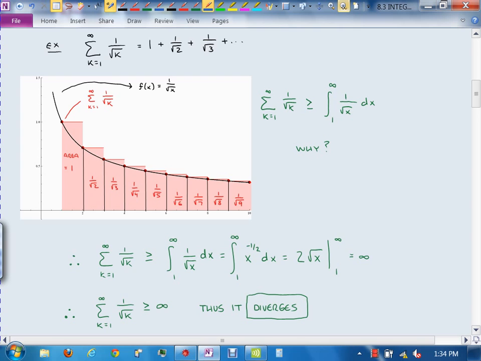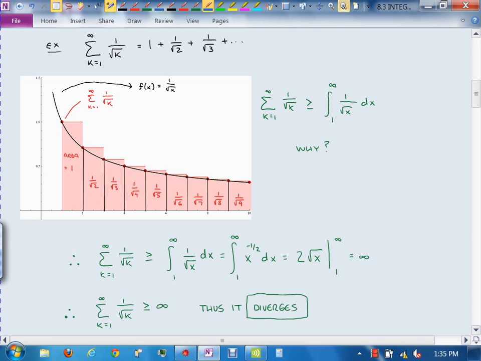And then when you compute this integral, which everyone here could do, when you get that integral and do all the work for it, I'm not going to do it, you get infinity. So what does that mean? Our series has to be bigger than infinity. Well, you can't be bigger than infinity unless you're infinity also, right? So that means that this sum gets infinitely large also. So it diverges.